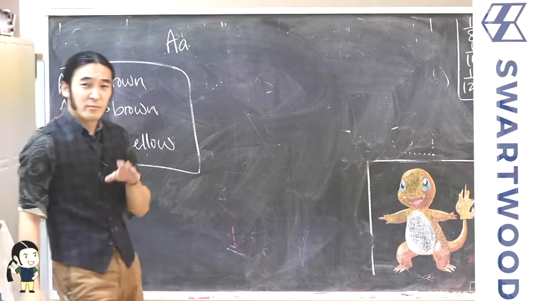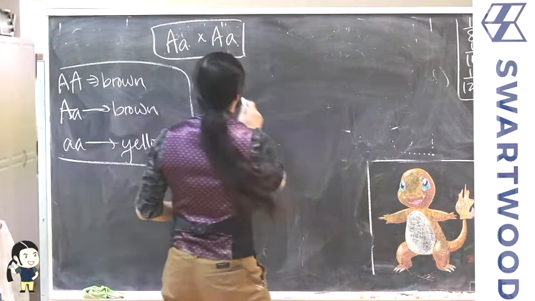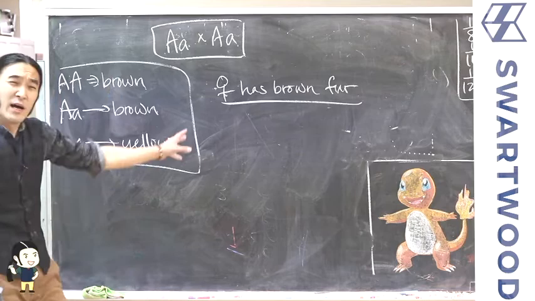All right, so here's my first question for you. Let's say we have an AA crossed with an Aa. I want to know, what's the probability you get a girl that has brown fur? Like we're talking puppies or whatever. So help me out. What do you guys think?